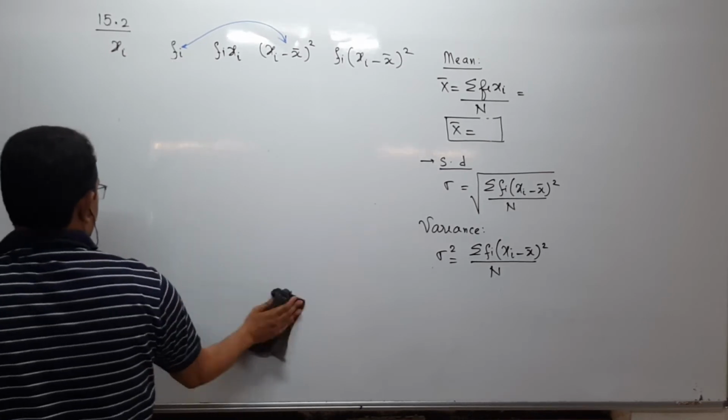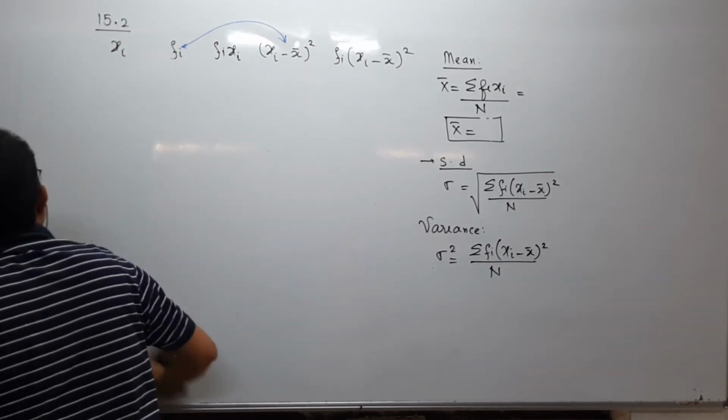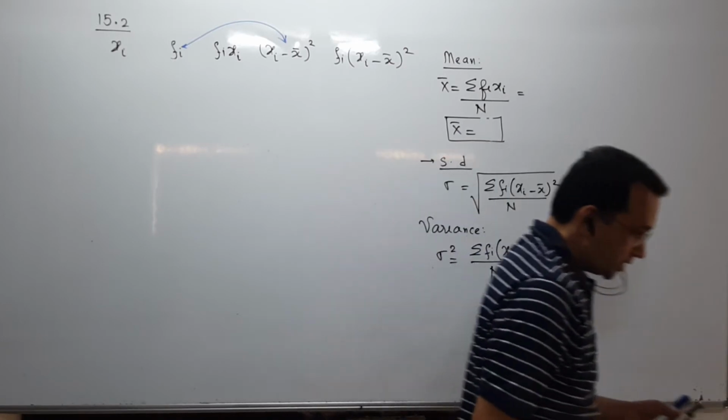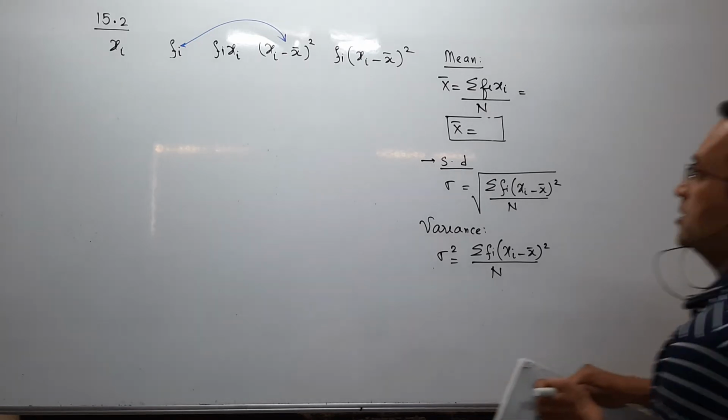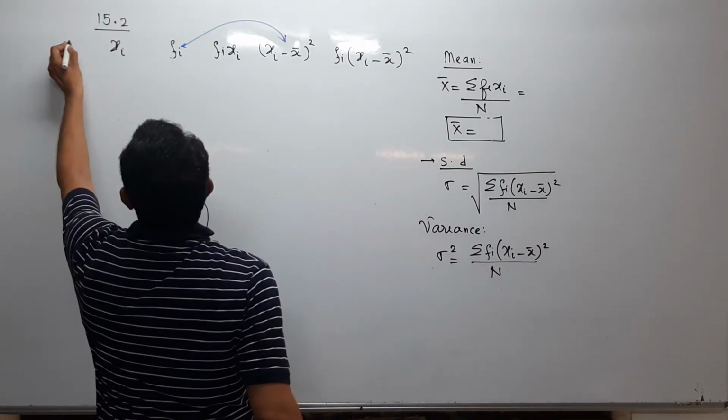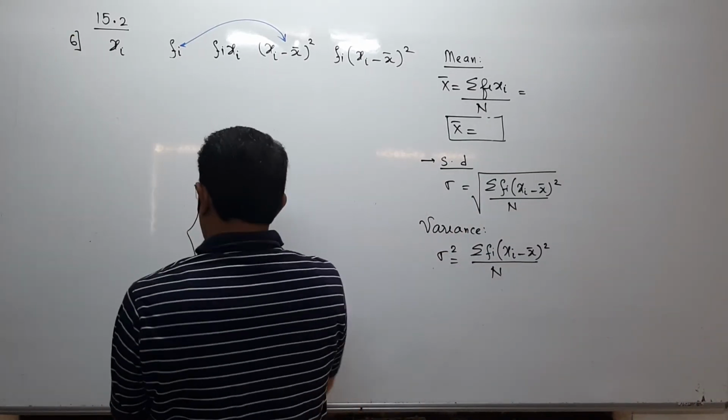Okay students, now we are doing sum number 5. All of you please pay attention. I am doing sum number 5. Again, students, the series is discrete. So let us note xi and f5.